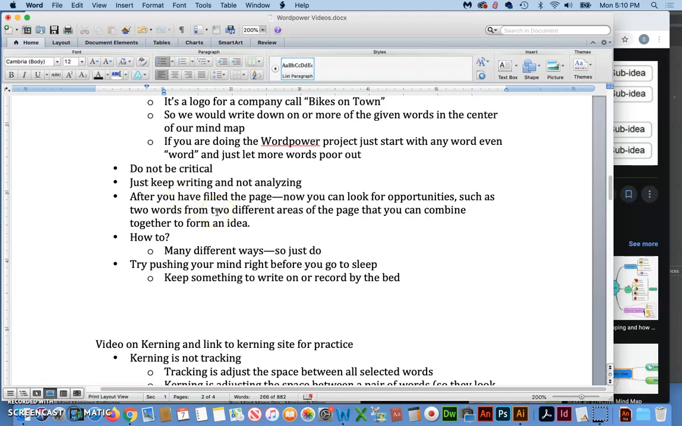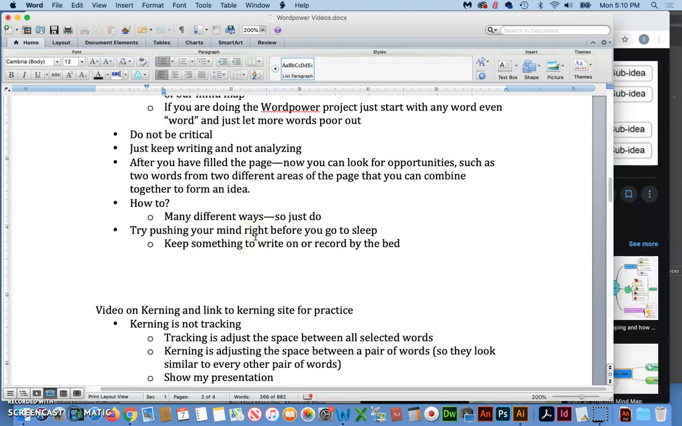After you've filled the page, that's when you can start to look for opportunities, such as two words from different areas on the page that you can combine together. So as you can see, there are many different ways to do them. I would never try to make your mind map pretty because that could slow you down, but some people just can't help themselves. Their mind maps look beautiful. Mine never do. Mine are just pencil on paper, but they have, for me, brought up some very good ideas in the past. So let's look at an example.